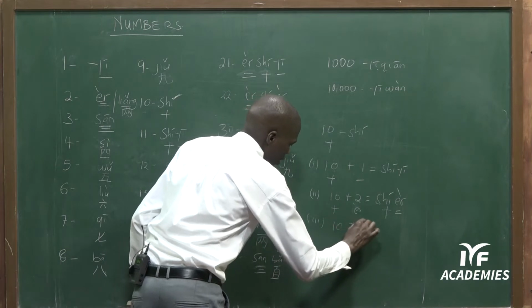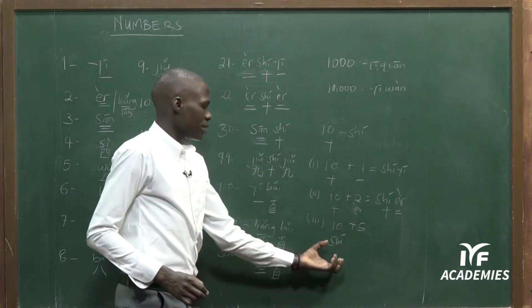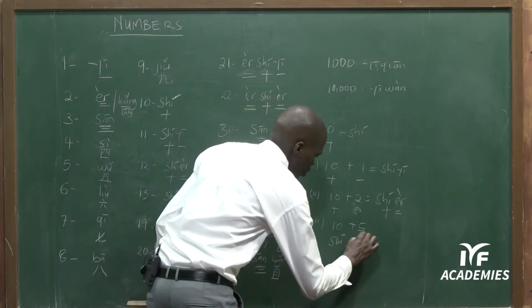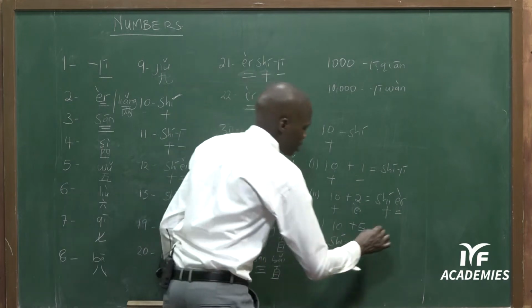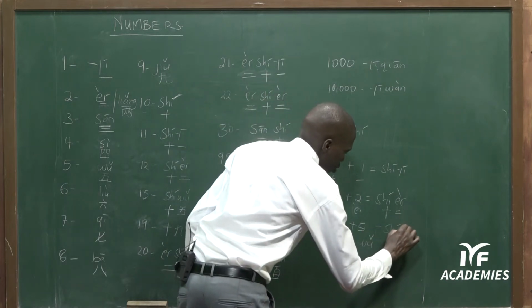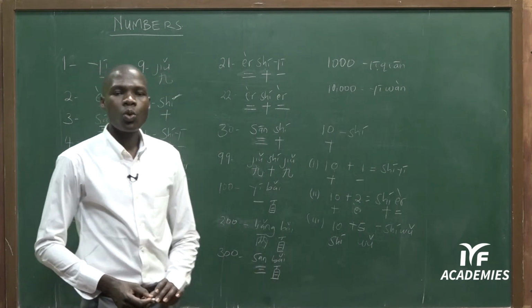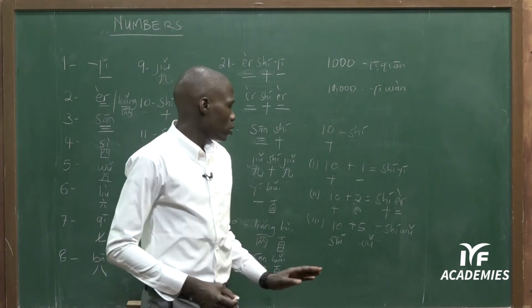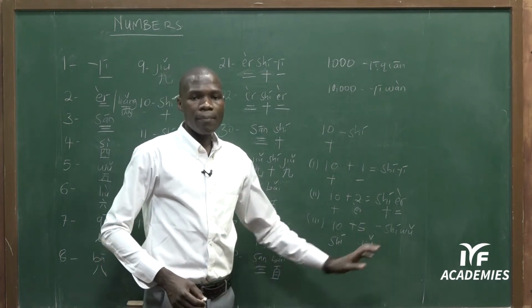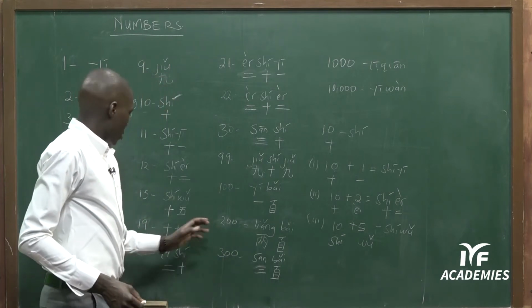Ten, then 5. So shi means 10 plus wu, which means 5. So it becomes shi wu. Shi wu means 15.